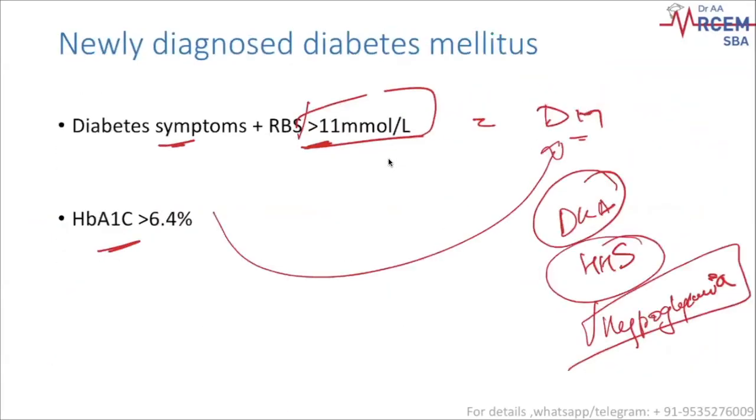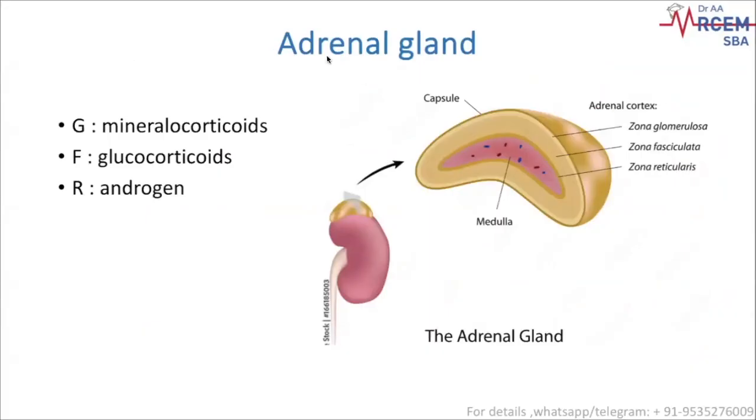So we'll go to the next topic, adrenal glands. A little bit of anatomy. Very briefly, we are touching the anatomy here. It has 3 zones. The outermost layer is known as glomerulosa. The middle layer is known as fasciculata. The innermost layer is known as reticularis. You can remember it as GFR, where G stands for glomerulosa, F stands for fasciculata, R stands for reticularis. G secretes mineralocorticoids, F secretes glucocorticoids, R secretes androgens.